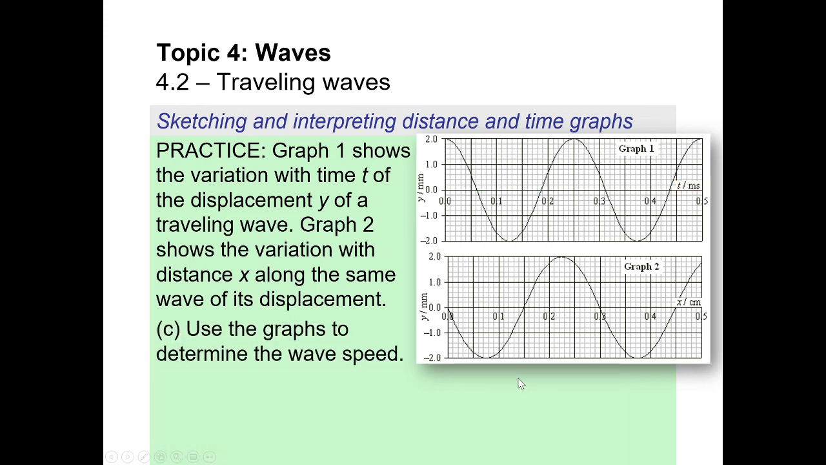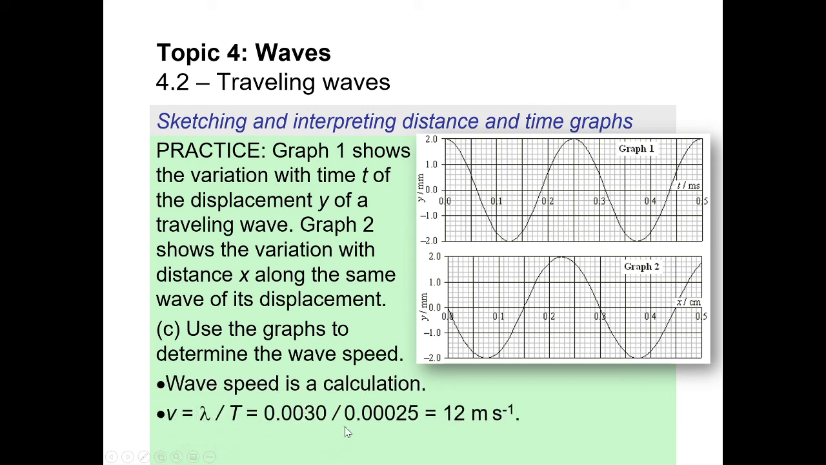C, use the graphs to determine the wave speed. So just like before, speed is distance over time, or in this case, wavelength over period. We already have these values in the SI form, 0.0030 meters divided by 0.00025 seconds, leaving us with 12 meters per second.